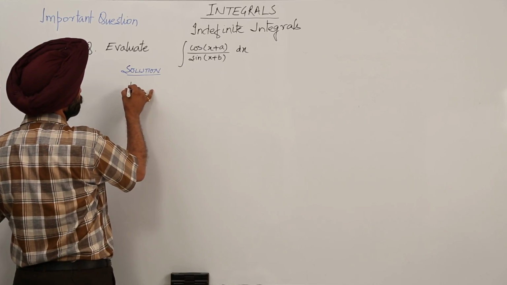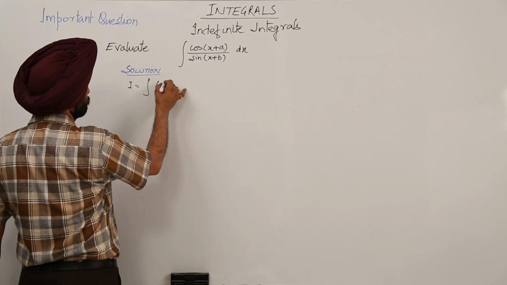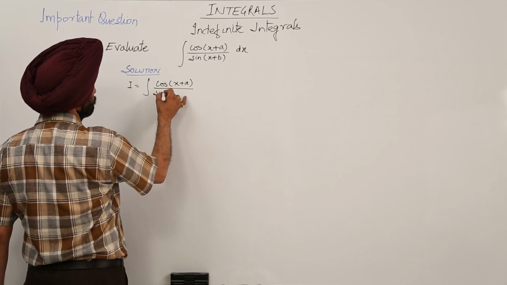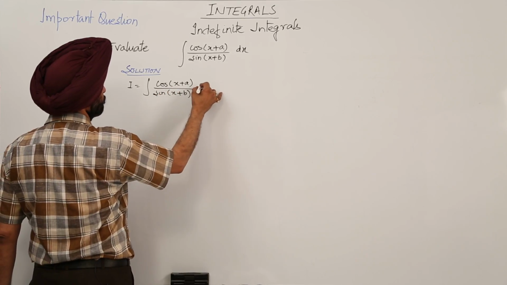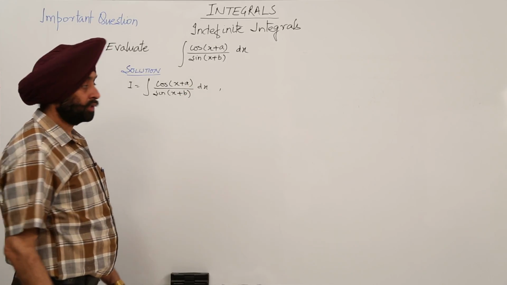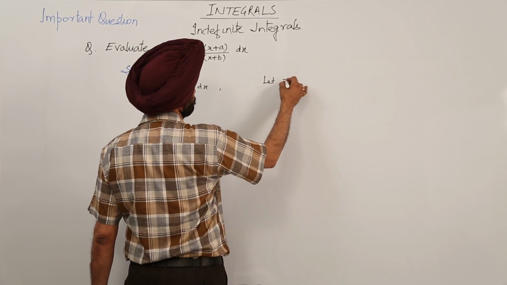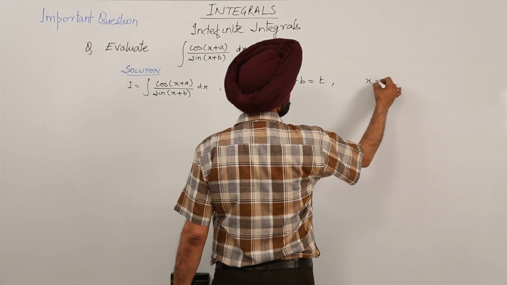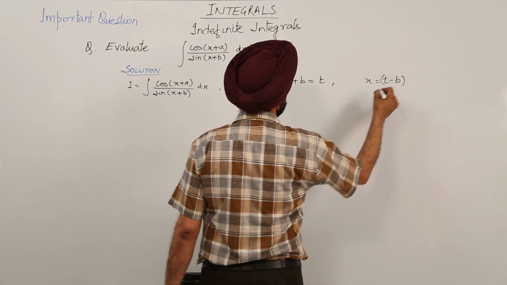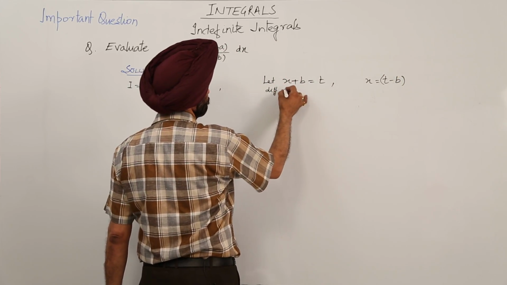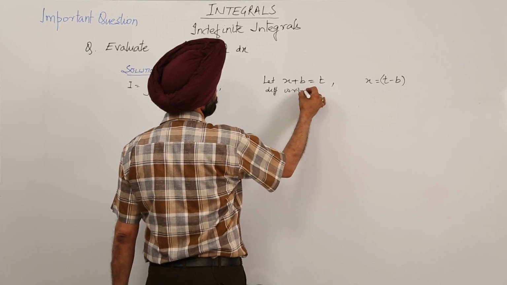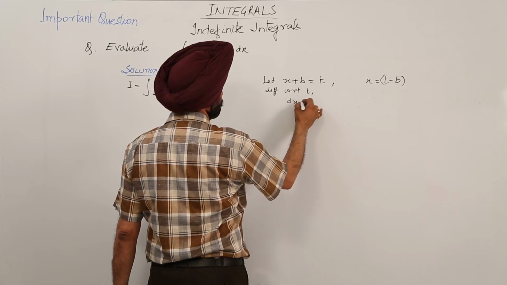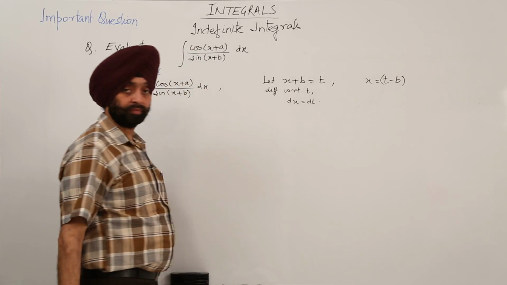We have to solve the integration of (cos(x + a))/(sin(x + b)) dx. Now let x + b = t, so x = t - b. Now differentiating with respect to t, dx = dt.